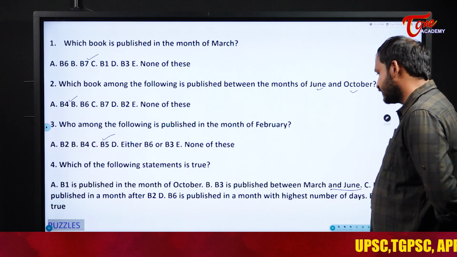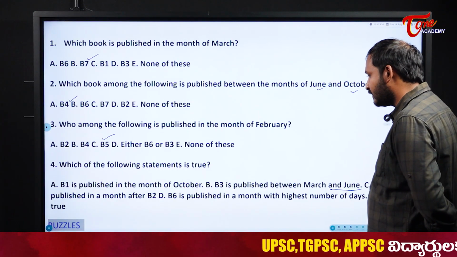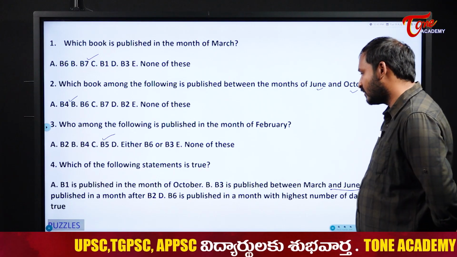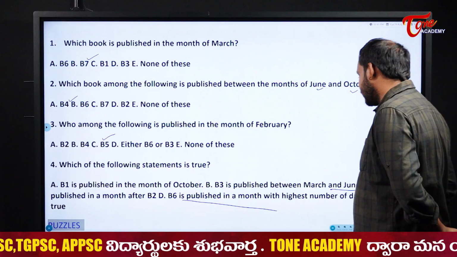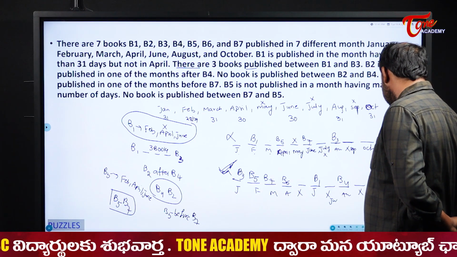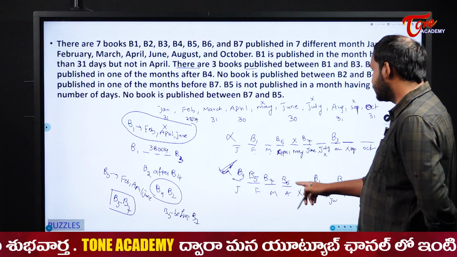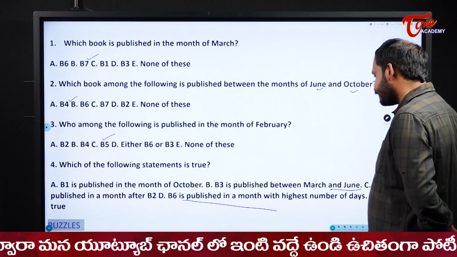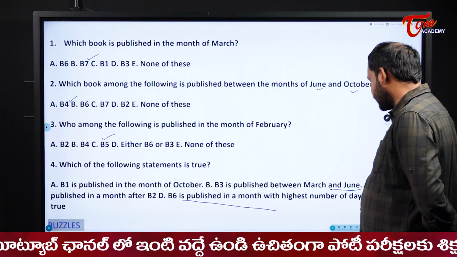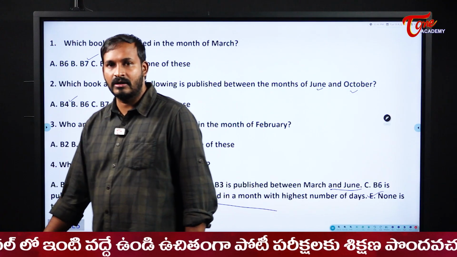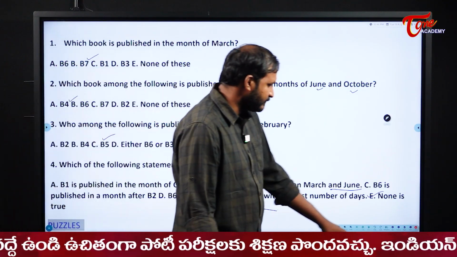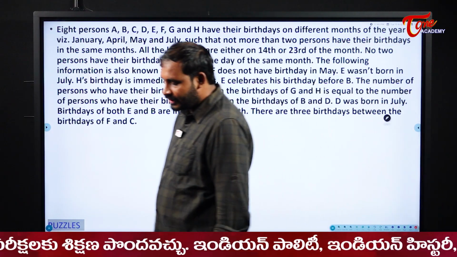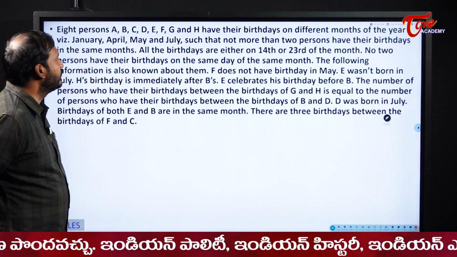Actually, published is B6. Next, B6 is published in the month after B2. B6, no, it is before B2 only. That is also wrong. D, B6 is published in a month with the higher number of days. B6 is published in the month of April. No, it contains only 30 days. None of these. So our answer here becomes none of these. Here all the four are wrong perceptions. So, next one. Read the question carefully students, pause the video and try to solve it.